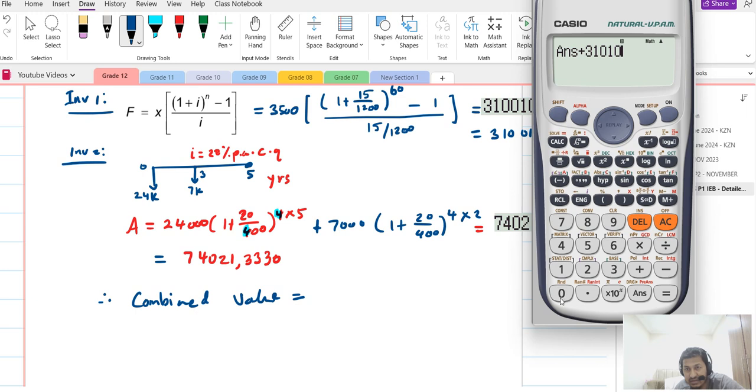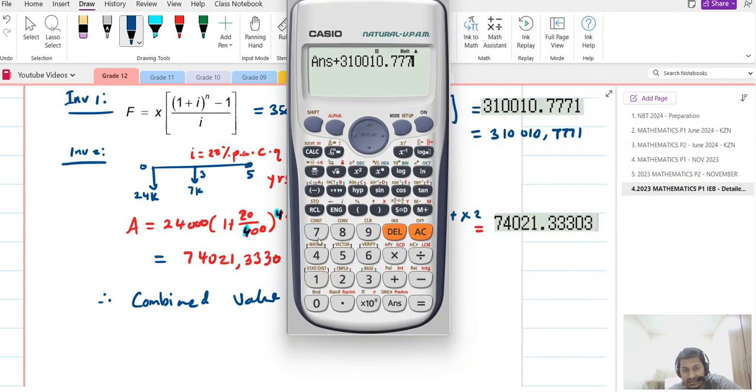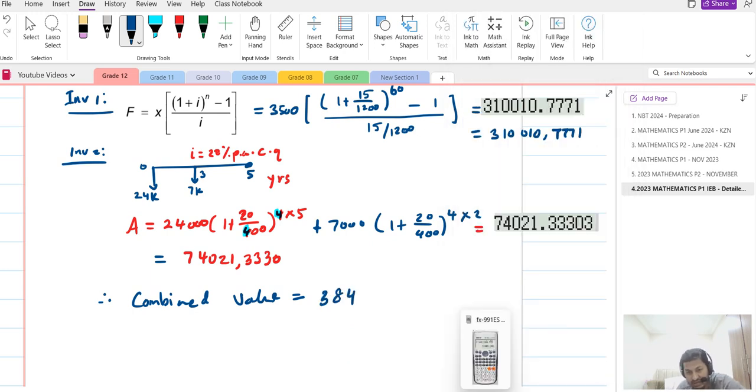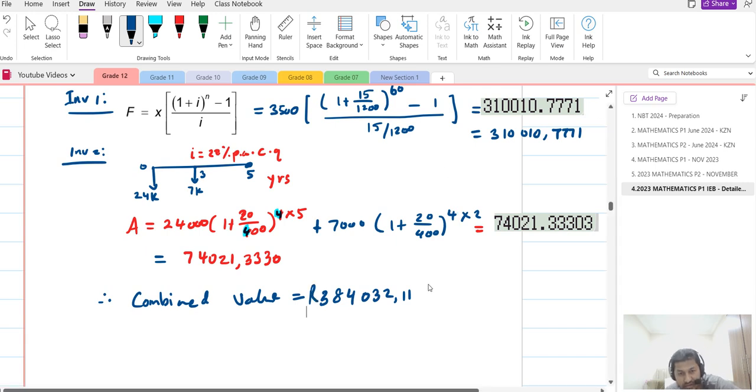310,010 point 0.7771, and the answer I'm getting is 11, whereas if you round it off, you would still have got 11, so it's fine. You just use 2 decimal places, so 384,032.11 rands.